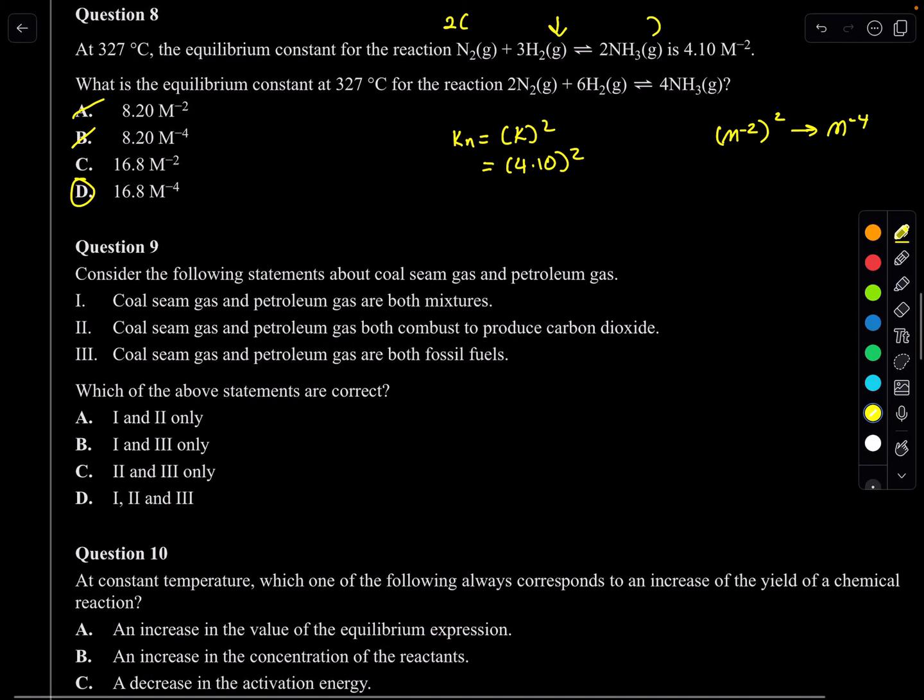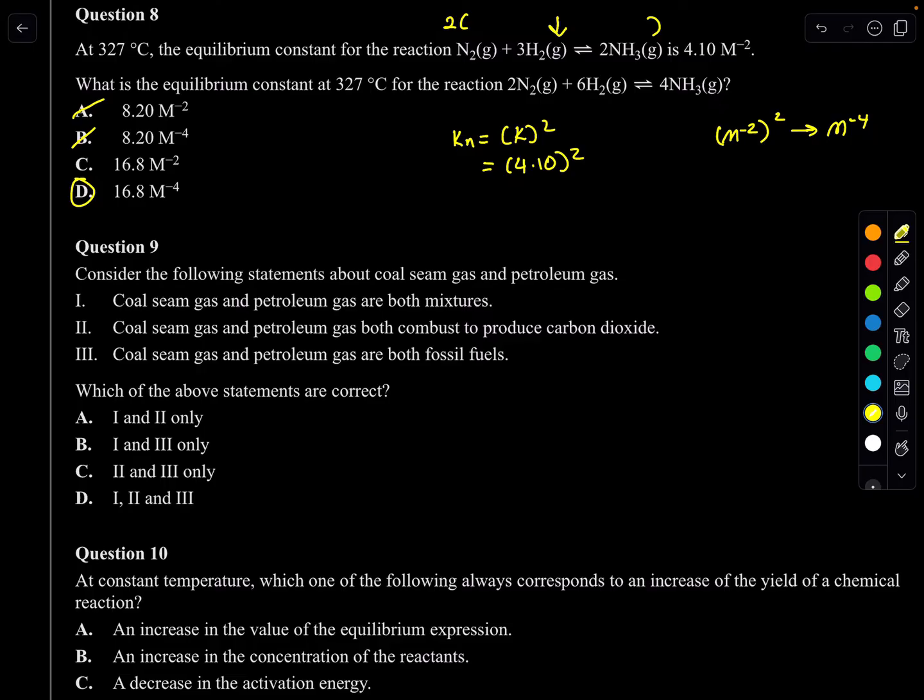Question 9. Consider the following statements about coal seam gas and petroleum gas. Coal seam gas and petroleum gas are both mixtures. Yes, they are. Coal seam gas is a mixture of gases like methane, CO2, and a bunch of other gases. So it is a mixture. And petroleum, also known as crude oil, is also a mixture.